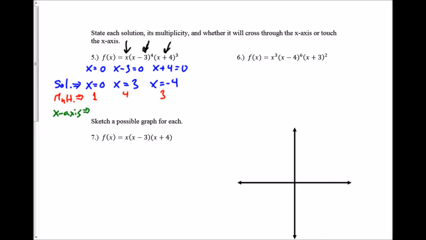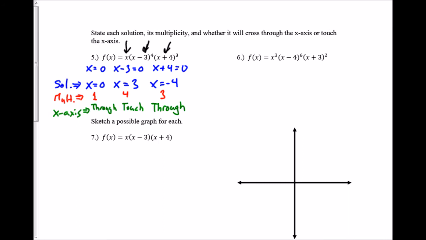All right? And then in terms of how this reacts with my graph, in terms of my x-axis, when the multiplicity is odd, the function's going to pass through or cross over the x-axis. When it's even, it's just going to touch. So this one is going to go through. This one's just going to touch. And this one's going to go through. All right? And that's because of the multiplicity here. When the multiplicity is odd, it passes through. When it is even, it just touches. Okay?